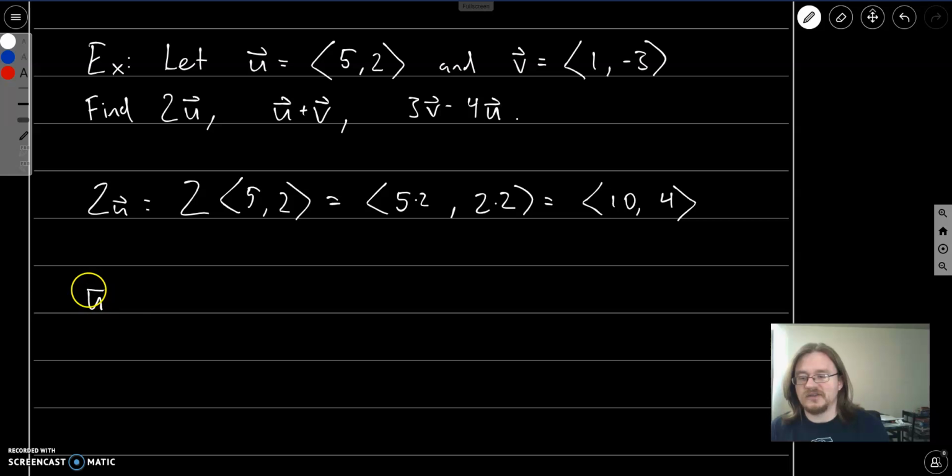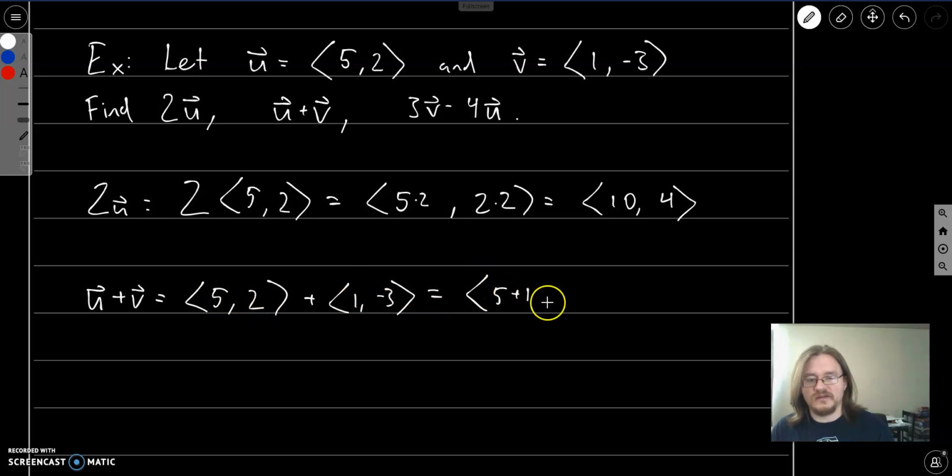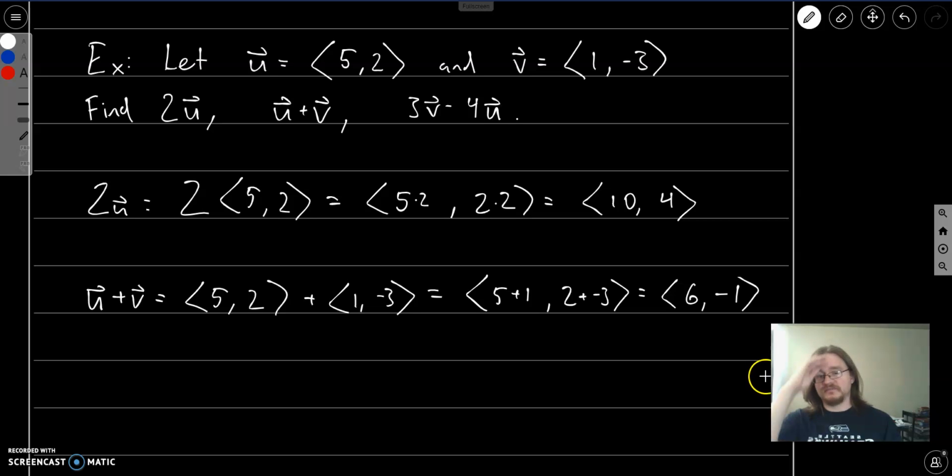To add vectors, so let's take u plus v. So this is going to be the vector 5, 2, plus the vector 1, negative 3. And so all we're going to do is add the x coordinates together, and then add the y coordinates together. So let's add 5 and 1, and then we'll add 2 and negative 3. 5 and 1 gives 6. 2 and negative 3 gives negative 1. And that's it. So when we add vectors together, we get another vector.